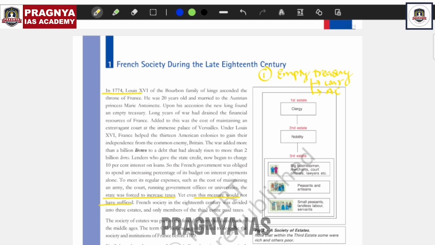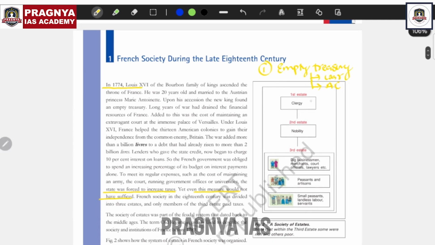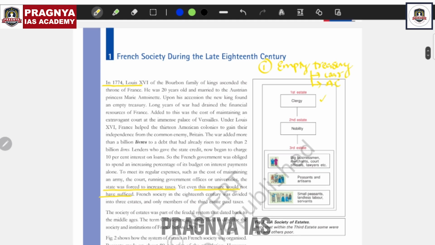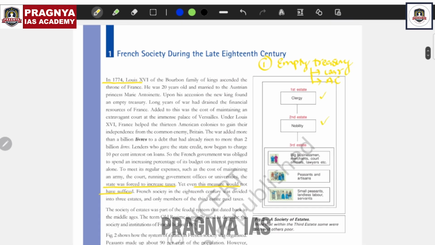Now I am going to explain. This is the first estate, where the clergy belong. This is the second estate, where the nobility belong, and this is the third estate, where businessmen, merchants, court officials, lawyers, peasants, artisans, small peasants, and landless laborers belong.